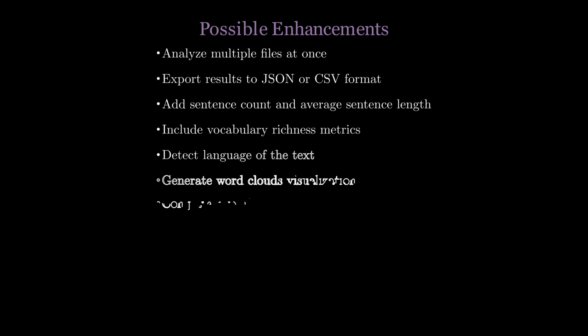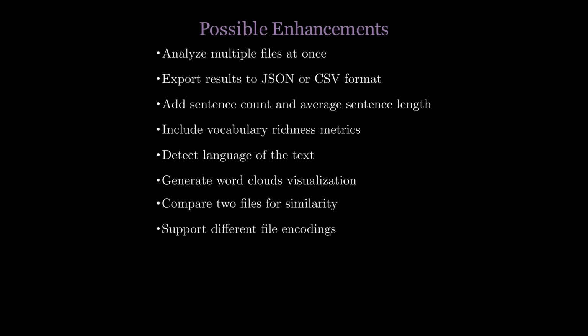Our text analyzer is functional, but there's always room for improvement. Here are some exciting features you could add to make it even more powerful. You could add batch processing for multiple files. Export results in different formats like JSON or CSV. Analyze sentences in addition to words. Calculate vocabulary richness. Detect the text language. Create word cloud visualizations. Compare files for similarity. Or support various file encodings. Each enhancement makes the tool more versatile.